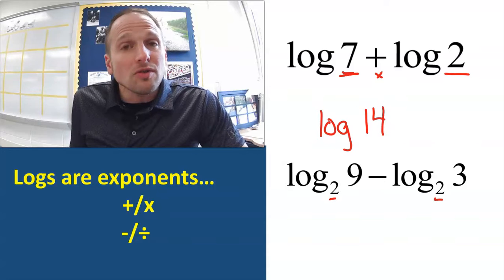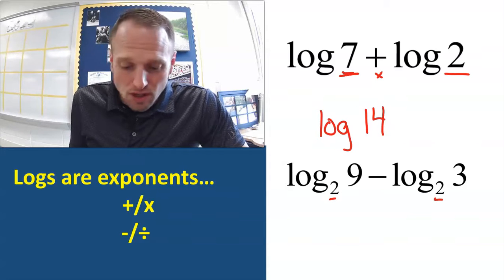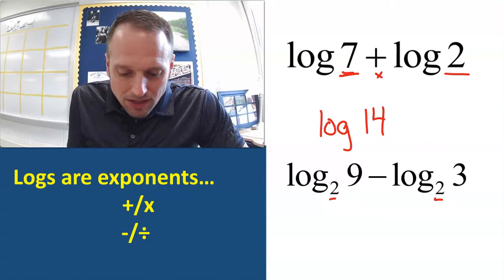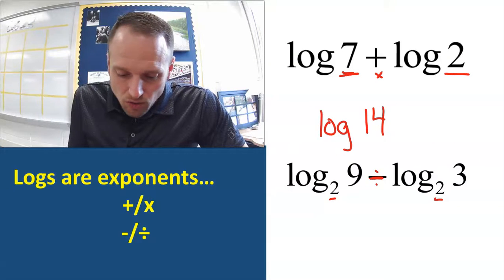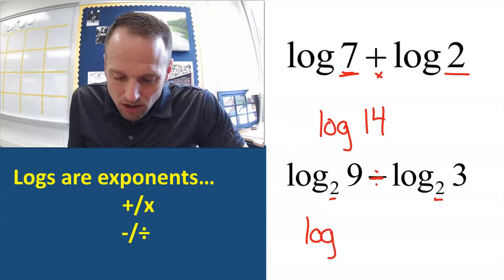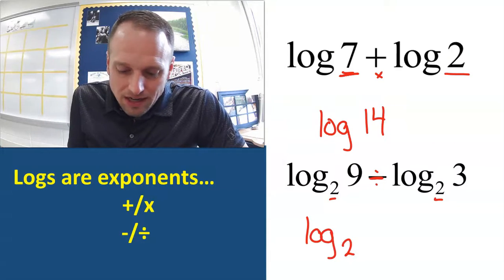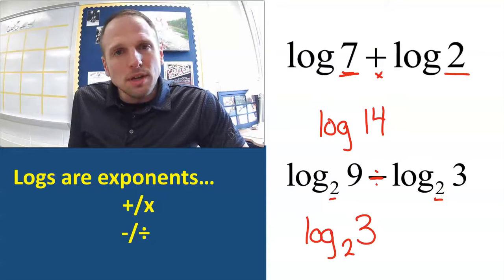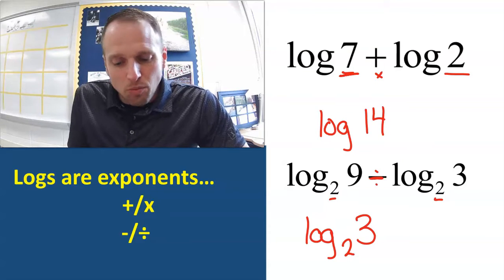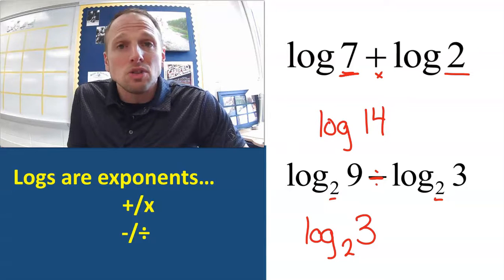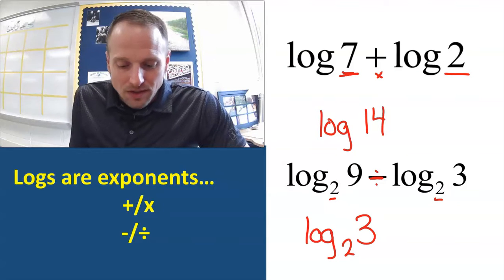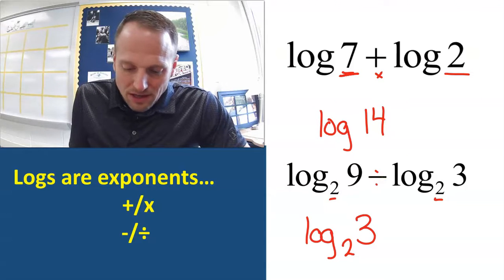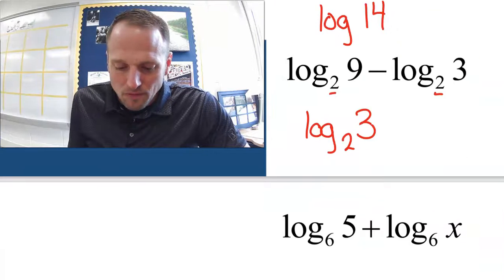Let's look at this next one. I see the bases are the same, so we're going to be able to actually do this. If it says a minus, what does that really mean? It really means we're going to have to divide those. So this is going to be a log. The base is going to be 2, and 9 divided by 3 is going to be 3. So again, when the bases are the same, if it says to add, we just have to multiply them. If it says to subtract, like it did down here, we just have to divide them, and 9 divided by 3 is 3.